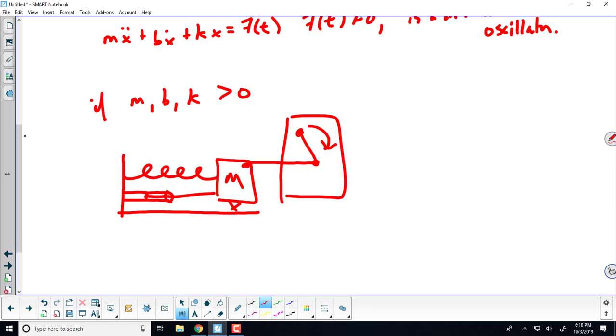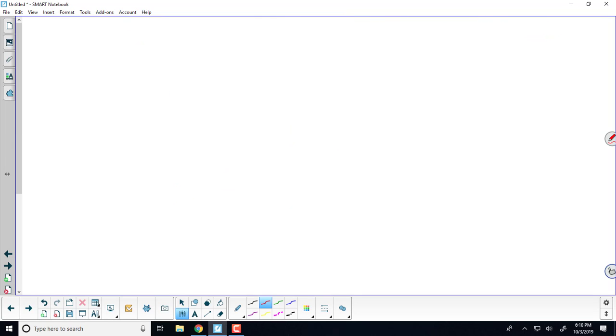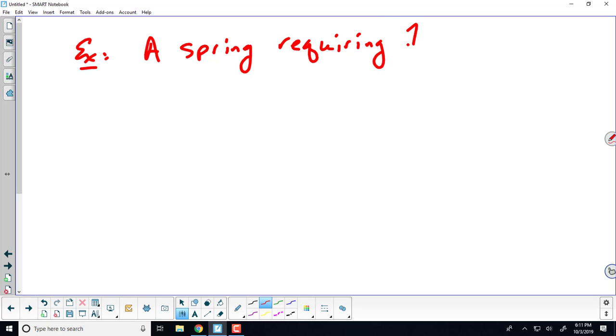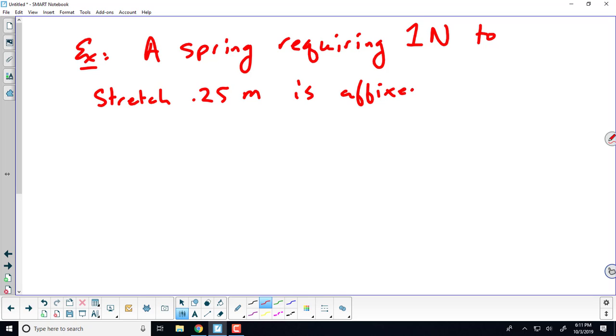So let's look at an example of this. A spring requiring 1 Newton to stretch 0.25 meters is affixed to a mass of 1 kilogram.